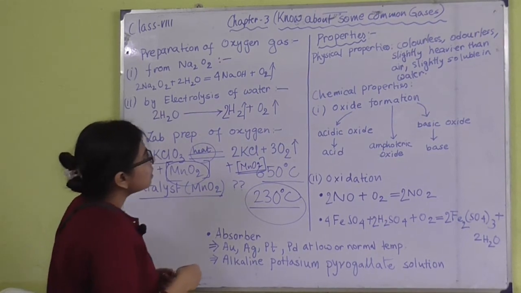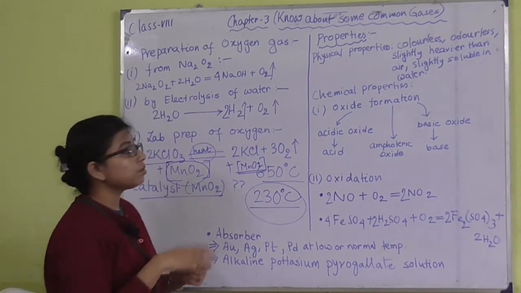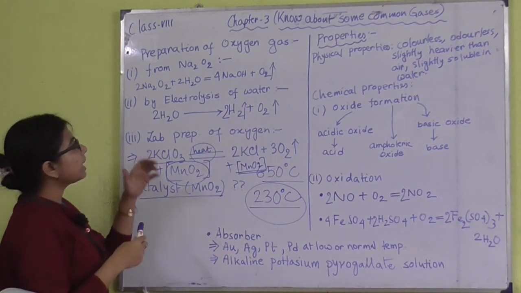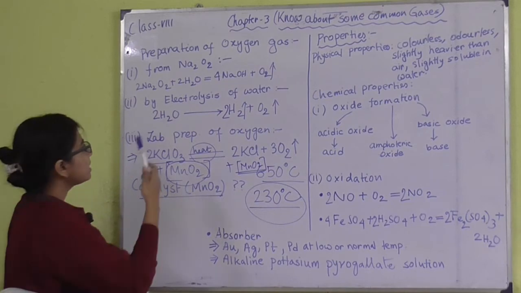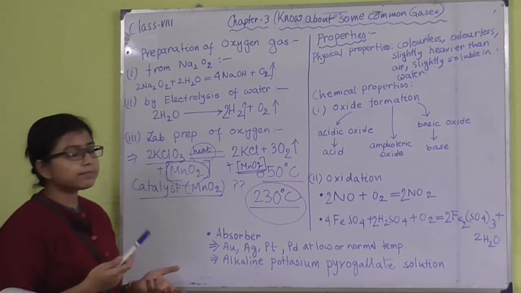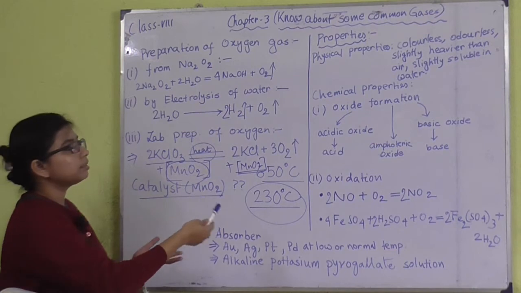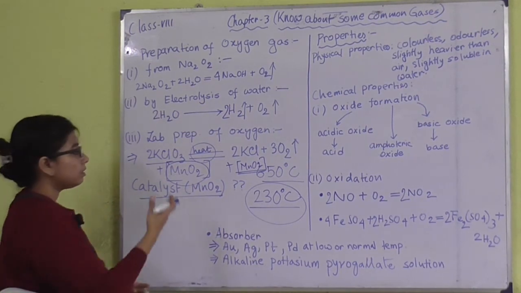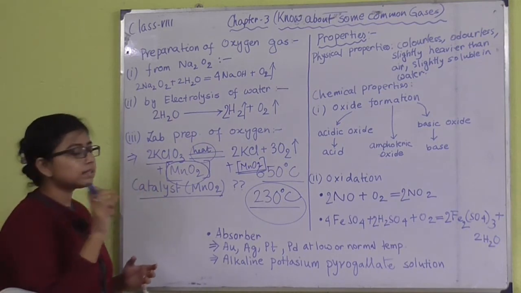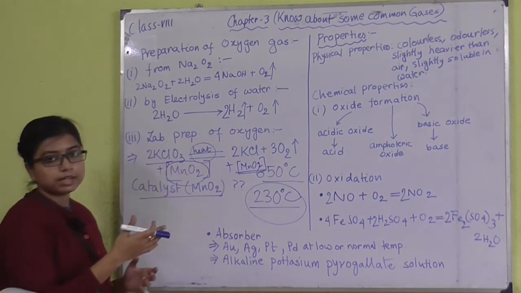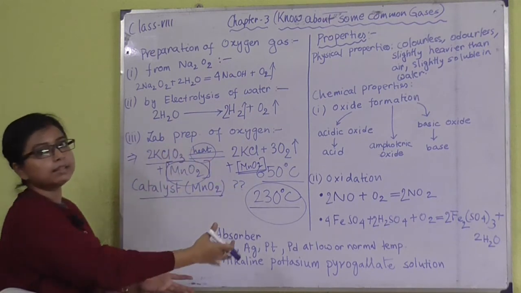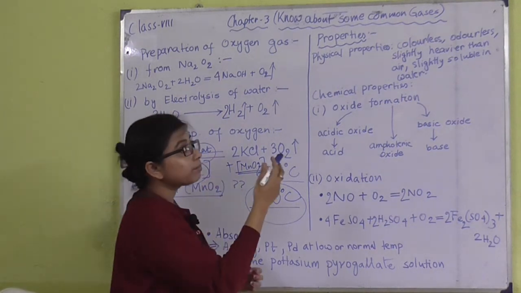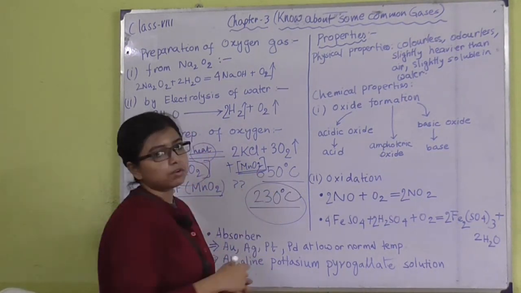Now, the next thing is the properties of this gas. So, we have these preparations of oxygen gas. First of all, we can use sodium peroxide. Secondly, we can apply the electrolysis process. Thirdly, we have learned the laboratory preparation process, and we have also learned the new term catalyst and the role of catalyst in a reaction, and where we can apply this. So, after the preparation portion we have the properties of oxygen gas.